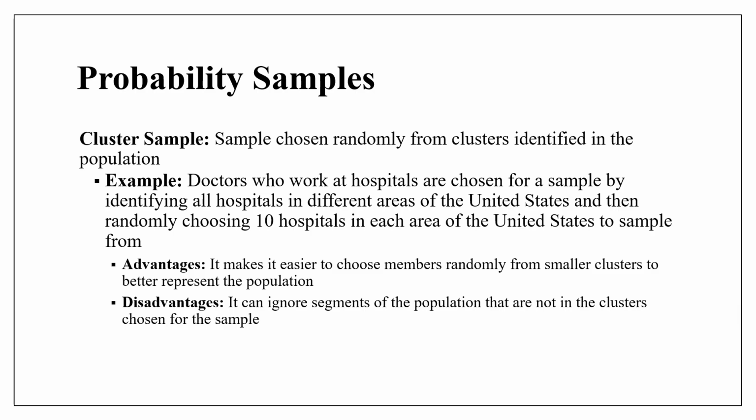Cluster sample is another type of probability sample. This is a sample that's chosen randomly from clusters identified in the population. An example of this is doctors who work at a hospital are chosen for a sample by identifying all hospitals in different areas of the United States and then randomly choosing 10 hospitals in each area of the United States to sample from. The advantage is that it makes it easier to choose members randomly from smaller clusters to better represent the population, but the disadvantage is that it can ignore segments of the population that are not in the cluster chosen for the sample.